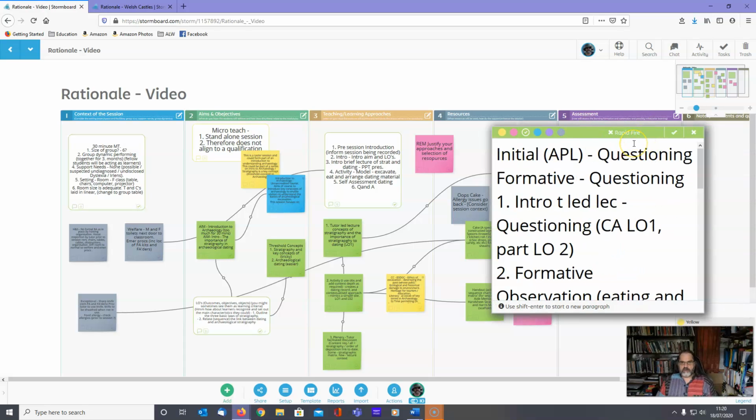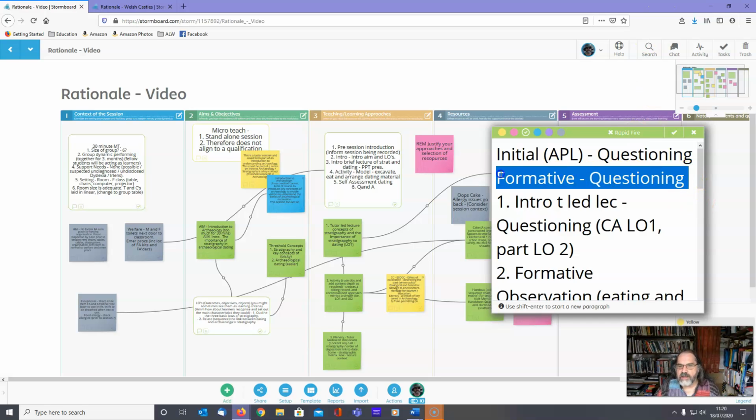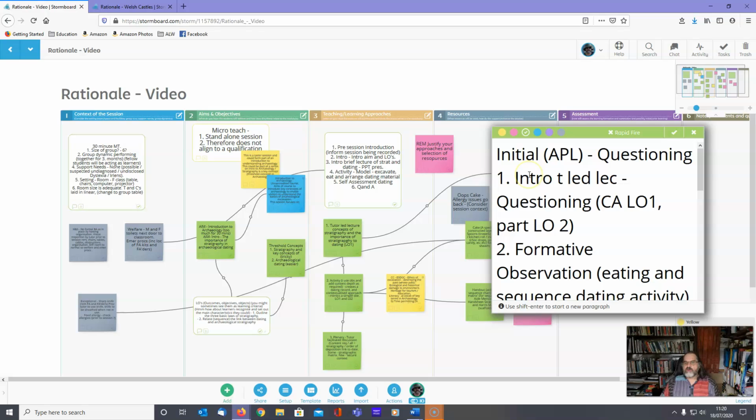I'm going to do an initial assessment, what I call APL, which is assess prior learning. In this particular case, I'm going to use questioning to do this. So assessing prior learning is: does anybody know about stratigraphy? Has anybody been on an archaeological site? Find out what people know. This helps me adjust some of the content that I will need to include, and I'm going to go back and show you where I'm going to include it in a minute.